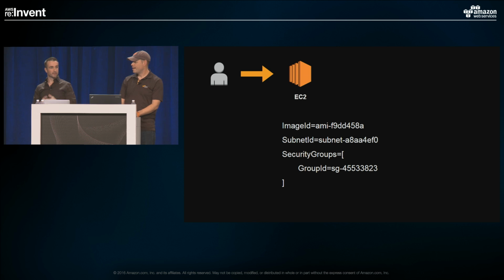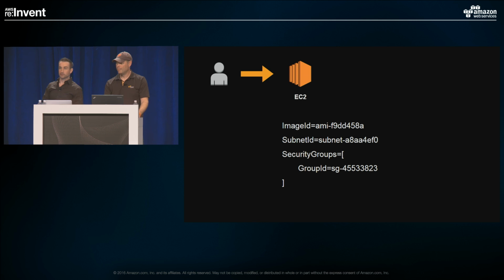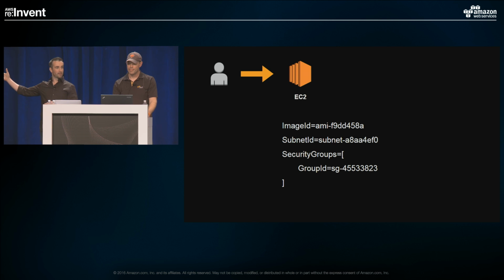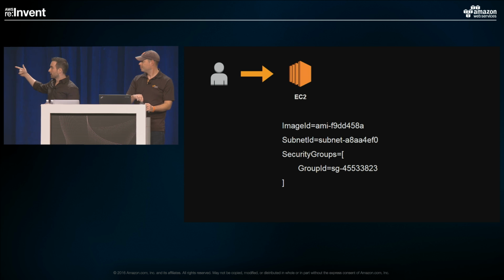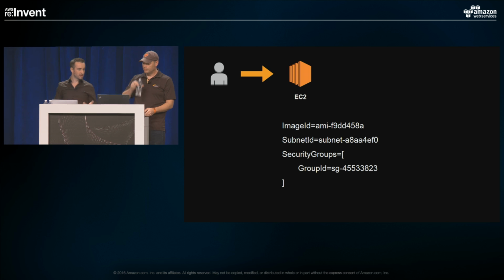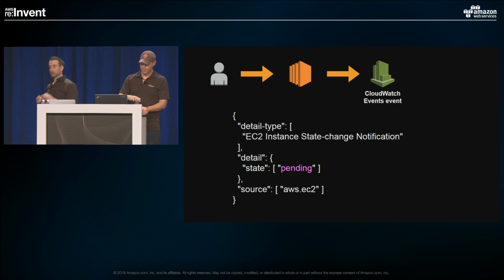So whether it's CLI, API, console, whatever, let's just say we have these properties. We want to launch an instance with these parameters. We have the image ID, the AMI. We have the subnet we want to launch it into, and we have security groups. So now what's interesting? What are we going to listen for? A little bit different, right?